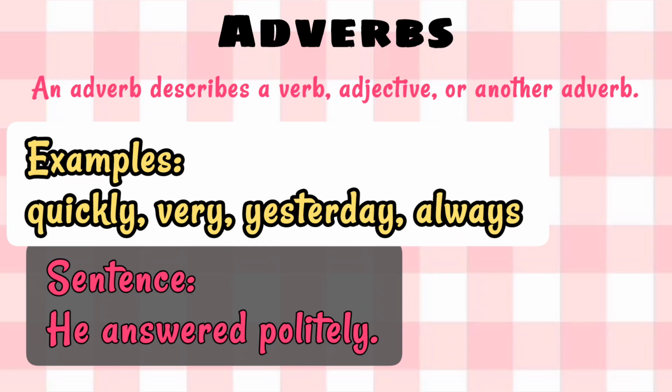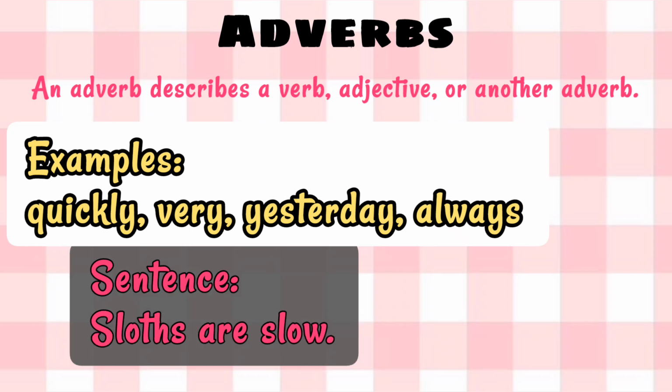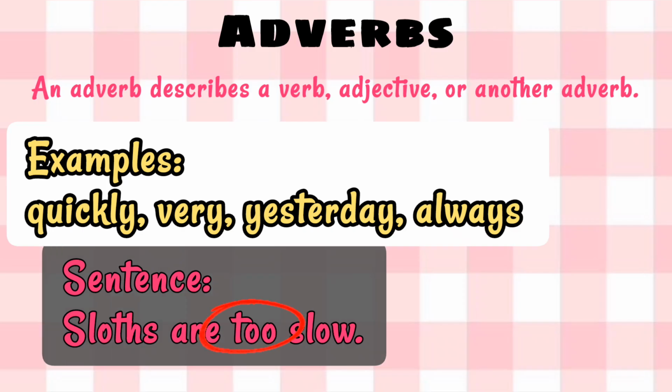Okay, now let's look at the way in which an adverb can modify an adjective. Earlier on, we said sloths are slow, where sloth is our noun, are is the verb, and slow is the adjective describing the sloth. Now, I can describe how slow the sloth is. Slow is the adjective. When I say sloths are too slow, the word too is an adverb that is describing how slow the sloth is. It's too slow. So here, the adverb has modified the adjective.